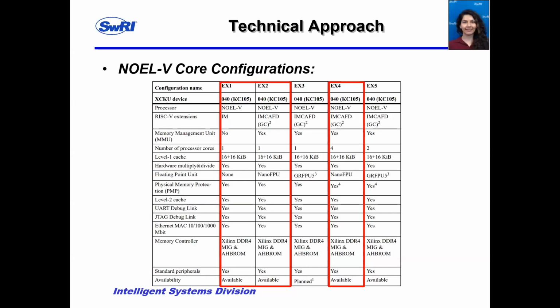At the time of testing, these three Gaisler NOEL-V cores were the only cores available for the Xilinx Kintex board. The compression extensions were not enabled yet. EX1 is a minimal single core. EX2 is a fully featured single core, and EX4 is a quad-core array of EX2 cores. They all have a fixed frequency of 100 MHz.